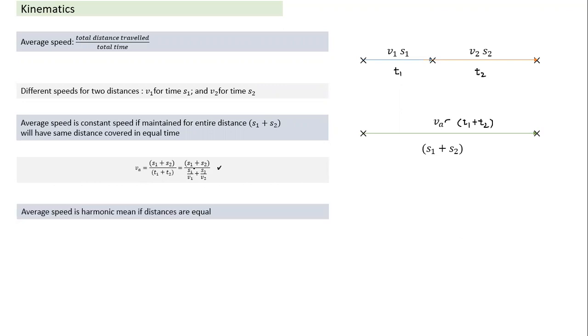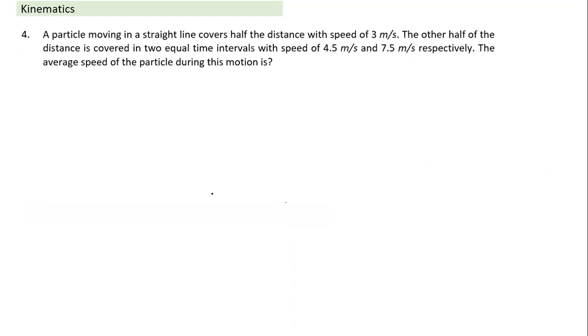And here we also notice if S1 is equal to S2, both are equal, so the numerator becomes equal to 2S. Basically it becomes 2V1V2 divided by V1 plus V2, which is nothing but the harmonic mean. So average speed is equal to the harmonic mean if distances are equal. Very simple concept. Let's see some more simple applications of speed, average speed.